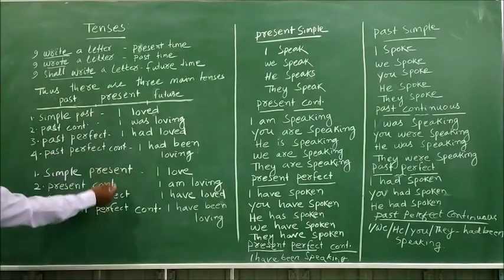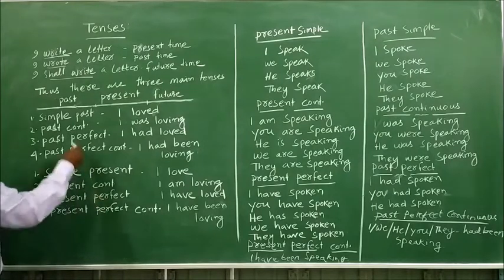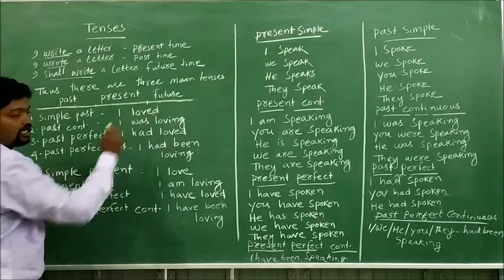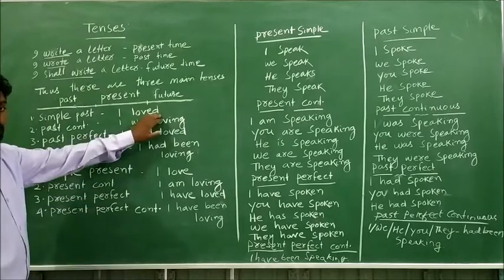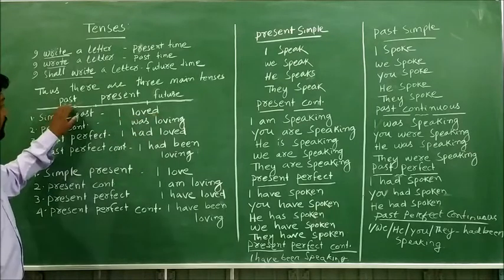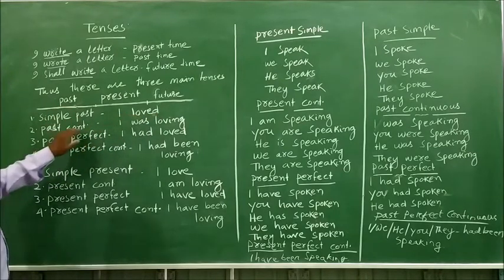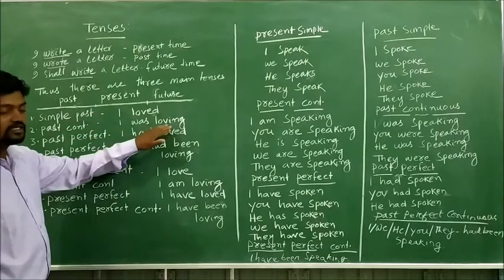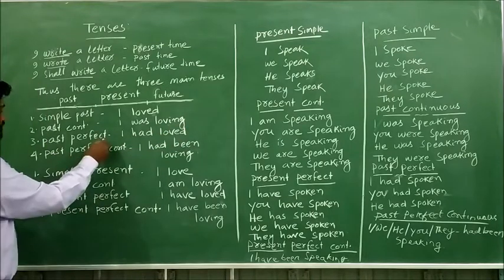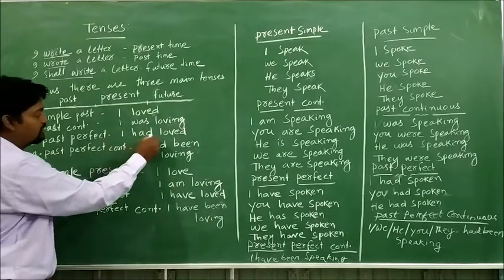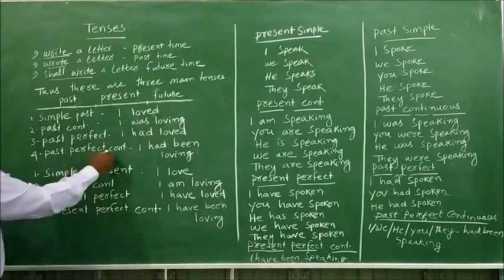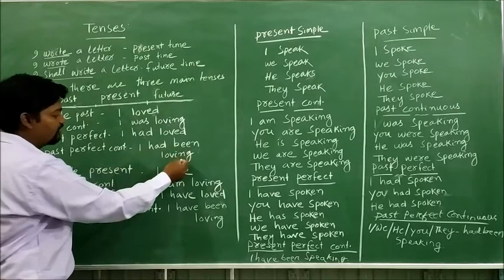We have some examples here. Let's discuss. Simple past: I loved, subject plus V2. Past continuous: I was loving. Past perfect: I had loved. Past perfect continuous: I had been loving.